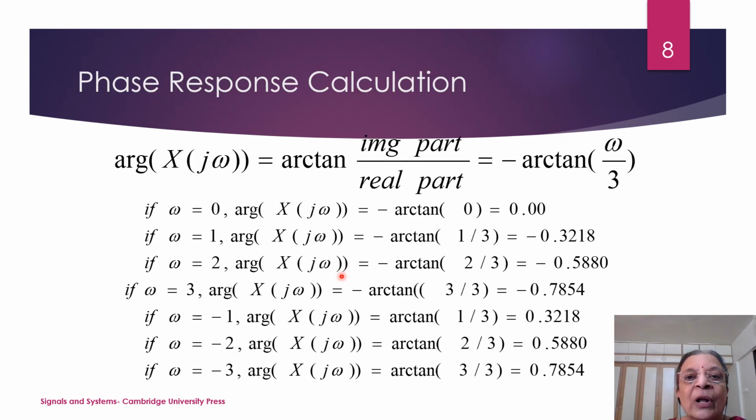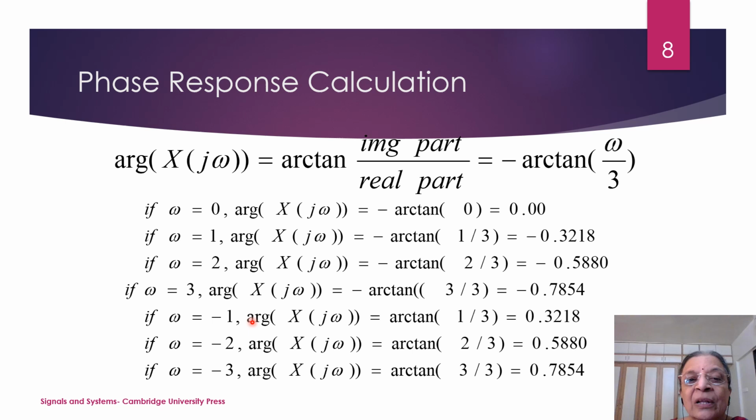Now let us see how to calculate the phase response. The corresponding phase is written as arc tangent of imaginary part divided by real part. Imaginary part is omega, real part is 3. So at omega equal to 0, it will be 0. At omega equal to 1, I calculate minus arc tan of 1 by 3, so I have minus 0.3218. Just go on substituting different values and you will get the answer.